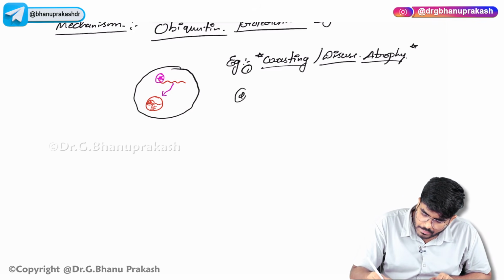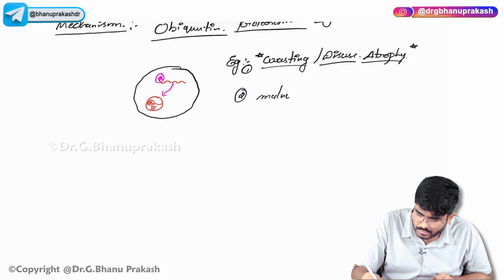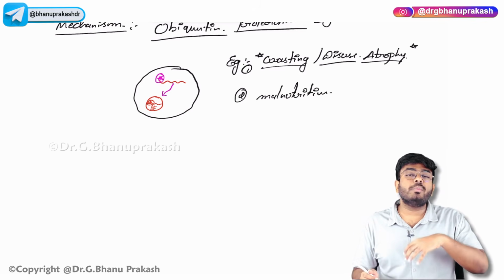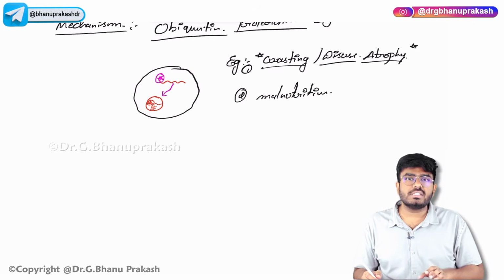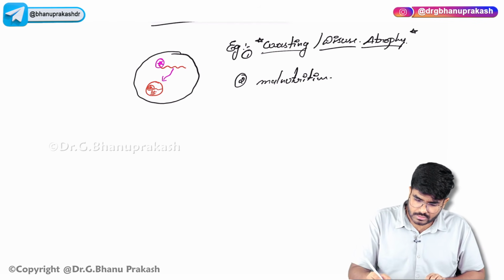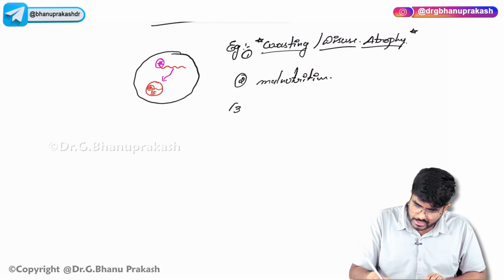Next, malnutrition atrophy. What exactly is malnutrition atrophy? See, you are using the muscles, but you are not giving proper nutrition. You are not properly feeding those muscles. So they will undergo atrophy. So malnutrition can be a cause of atrophy. Next, ischemic atrophy.